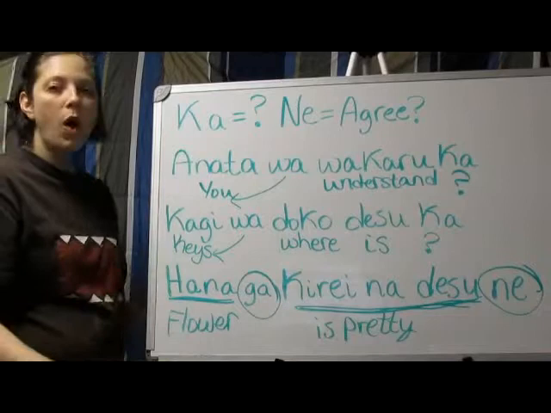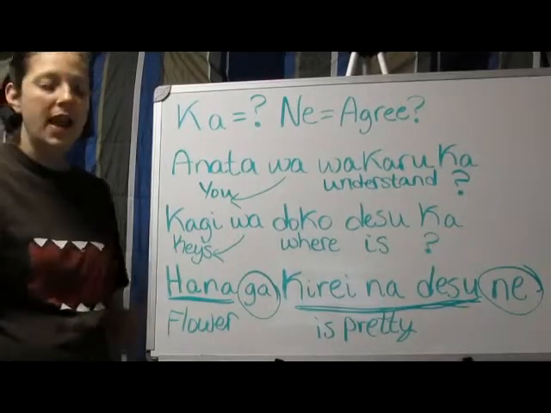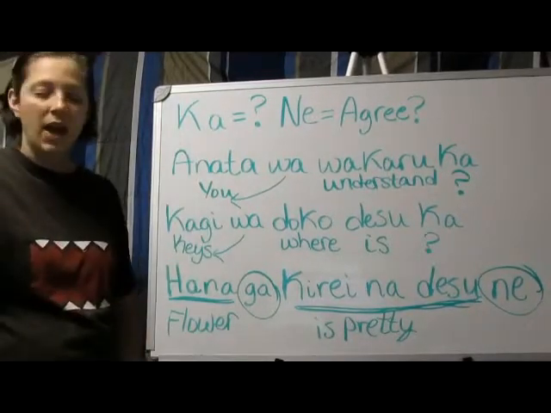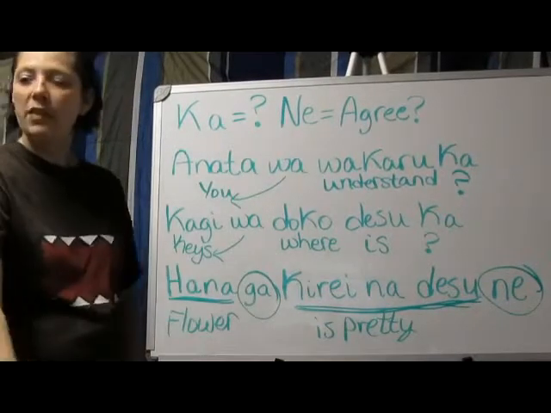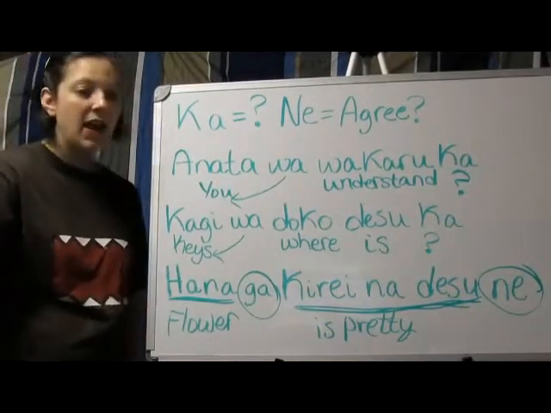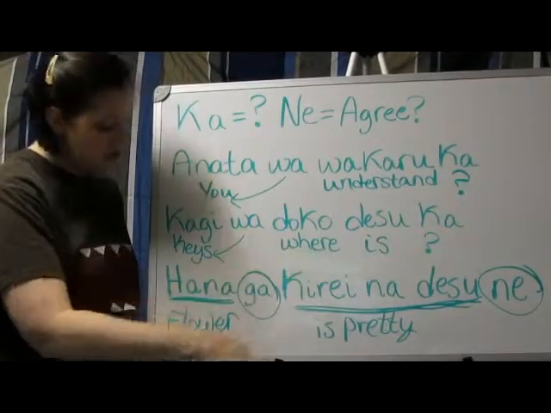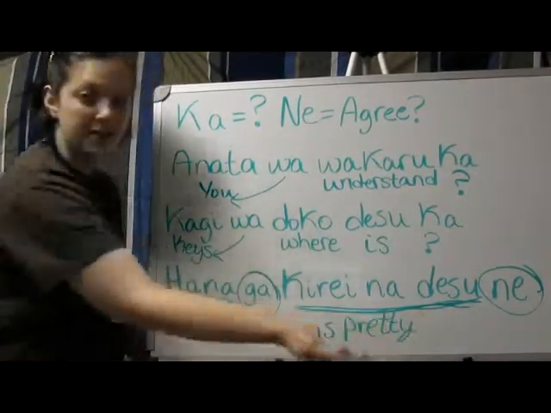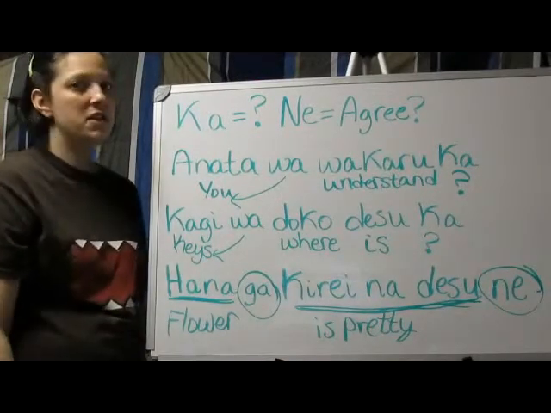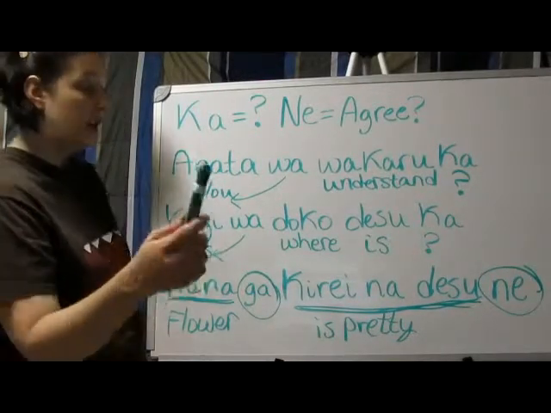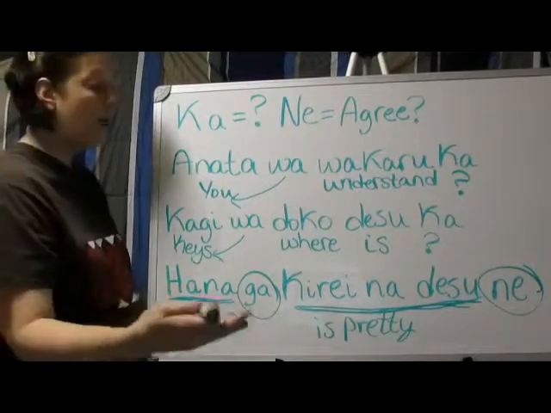So imagine you're walking through a garden and you're with your friend, and there's tulips over here and there's roses over here, and you're looking at the tulips and you say, "Hana ga kirei na desu ne?" And your friend looks at you and says, "Ie, no.